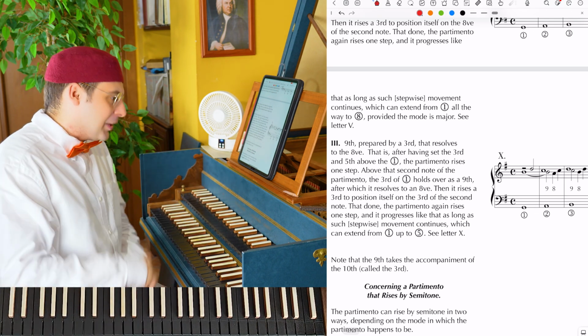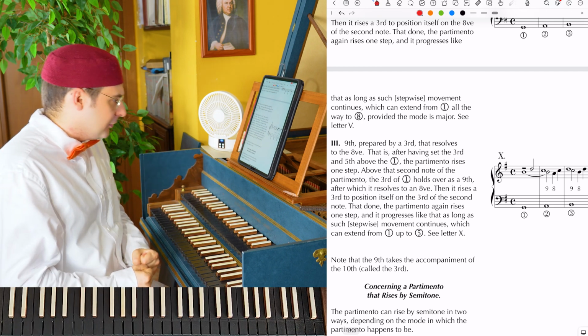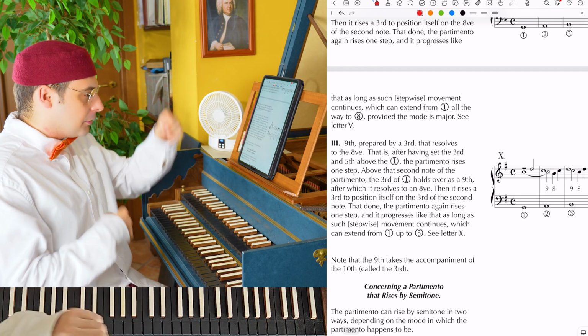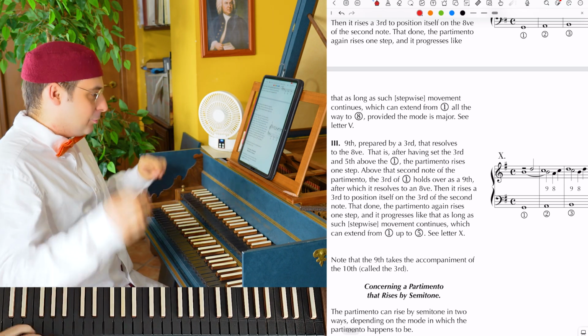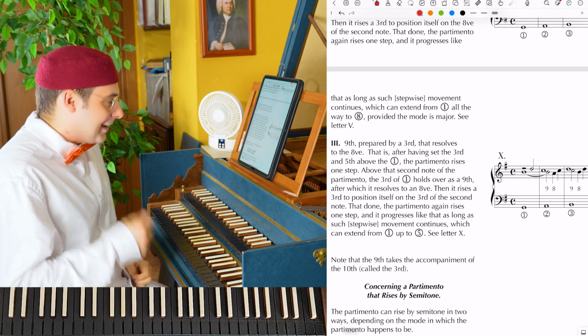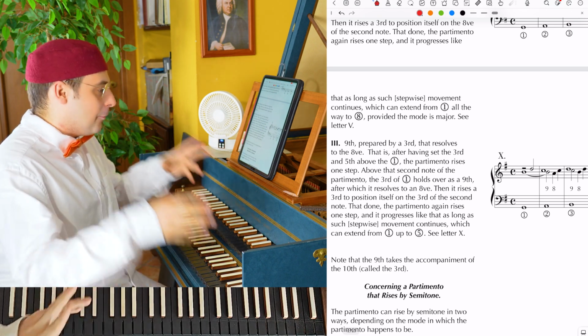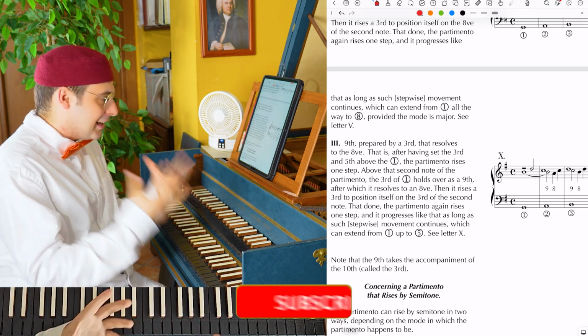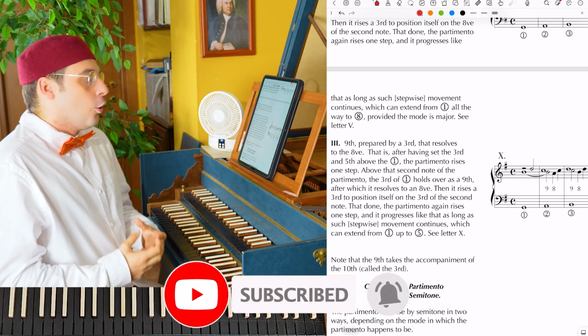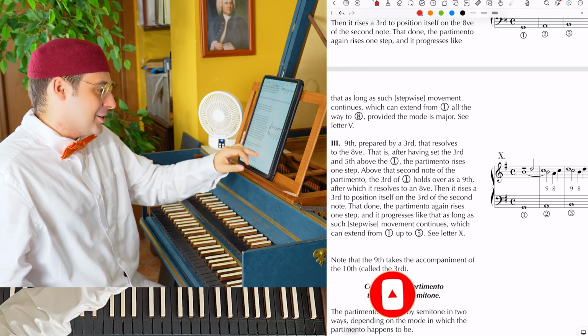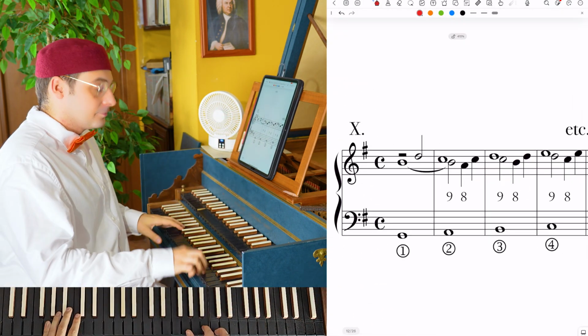And then it rises a third to position itself on the third of the second note. Then the Partimento again rises one step, and it progresses like that as long as such stepwise movement continues, which can extend from 1 up to degree 5. See letter X. Let's see the example, which is much easier. So we have this.